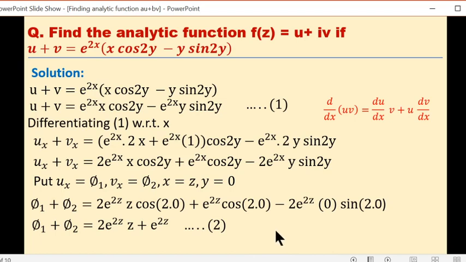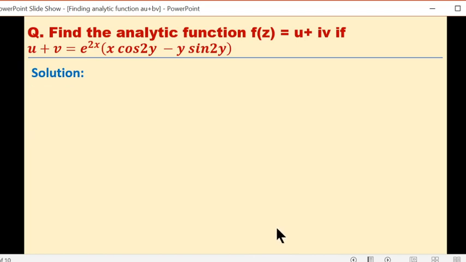Okay, now this is the first thing. What is the next thing we would do? What have we done so far? In the question, we opened the bracket and called that statement number 1. Statement number 1 we have differentiated partially with respect to x, and then in that we have put ux equal to phi 1, vx equal to phi 2, x equal to z and y equal to 0. Okay, these are the two things we have done. Okay, what is the next step?